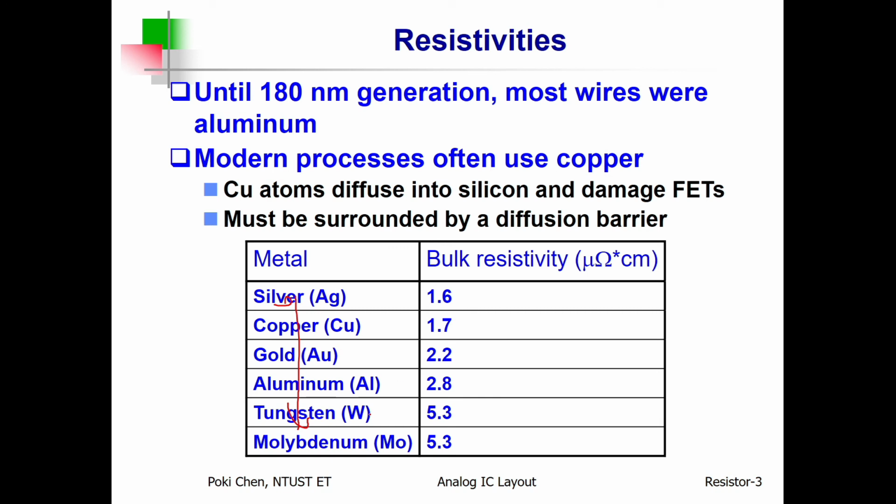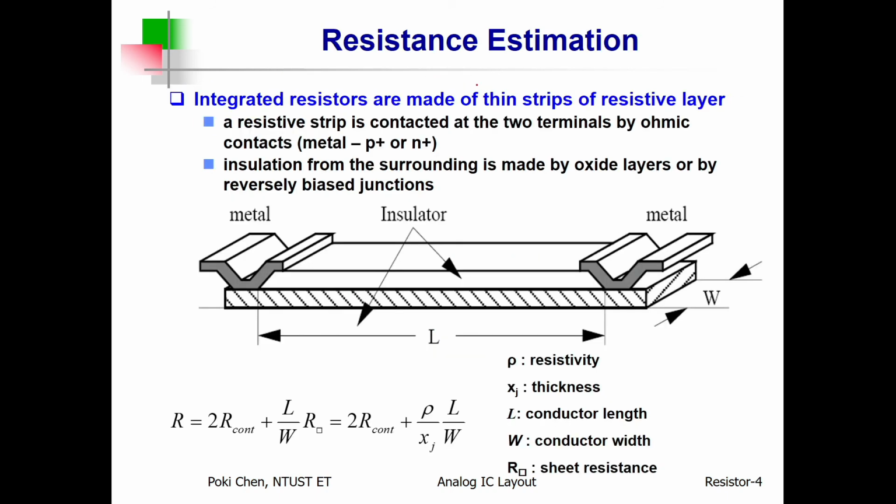So you can see from the very beginning, humankind had aluminum for wires. The resistivity is much higher than copper. This is the reason why for the second half of point micron process, we change our mind from aluminum to copper. But why? Simply because we would like to reduce the resistance of our wires to speed up the chip operation. Then how to estimate the resistance?